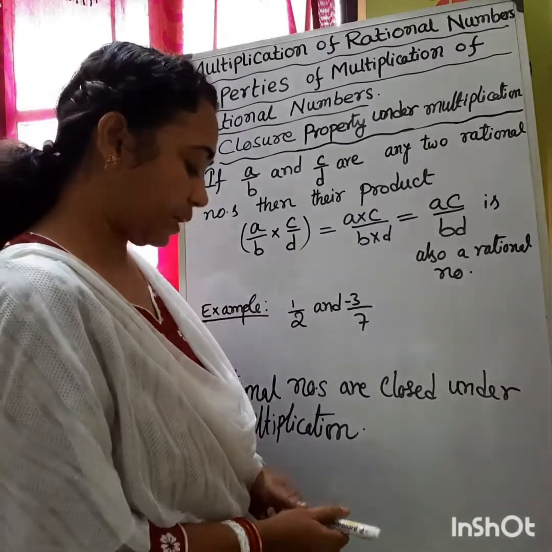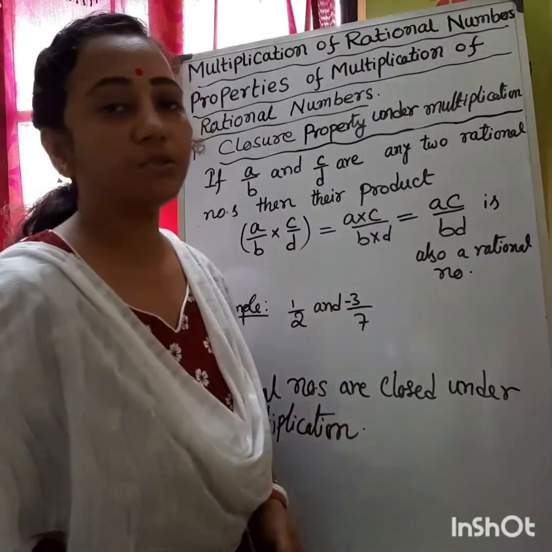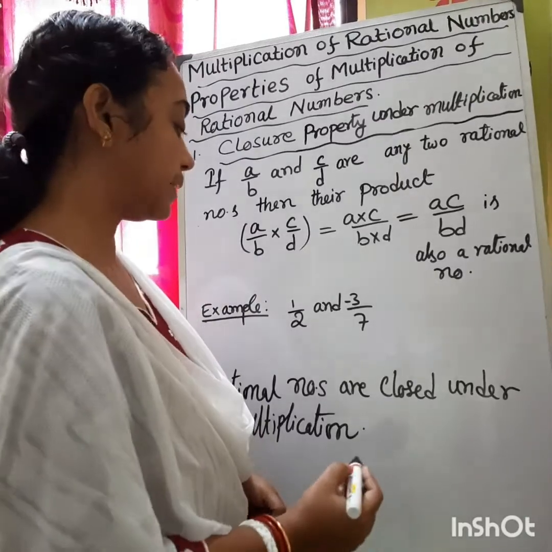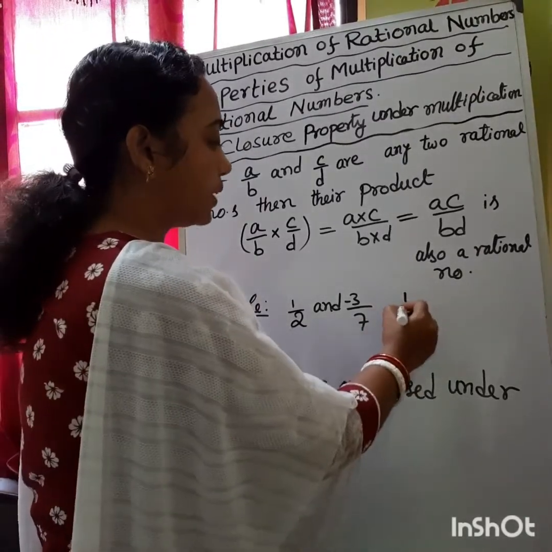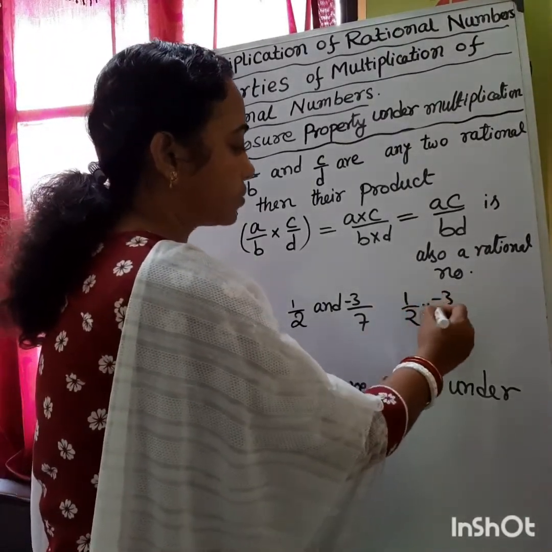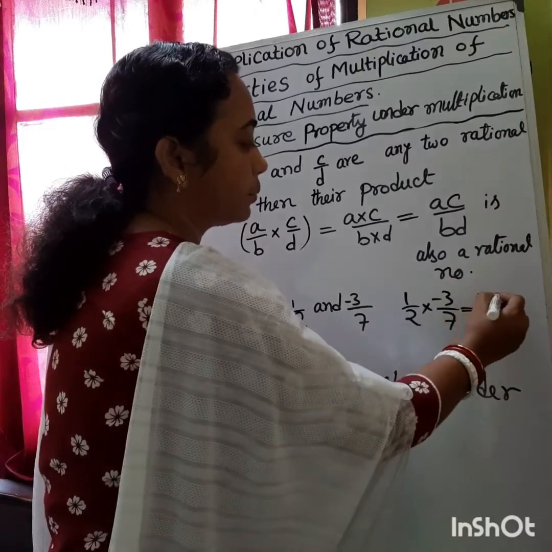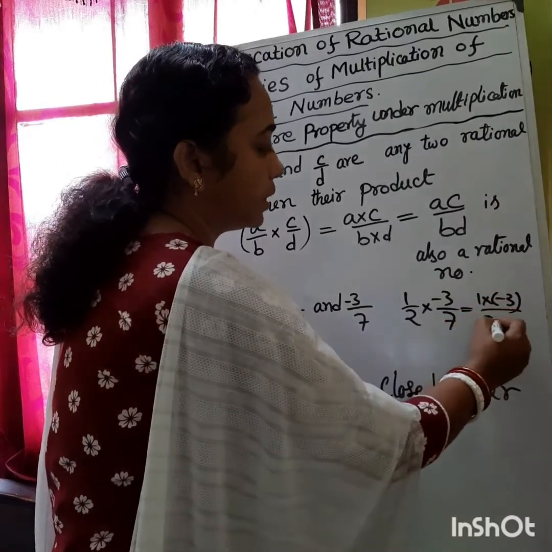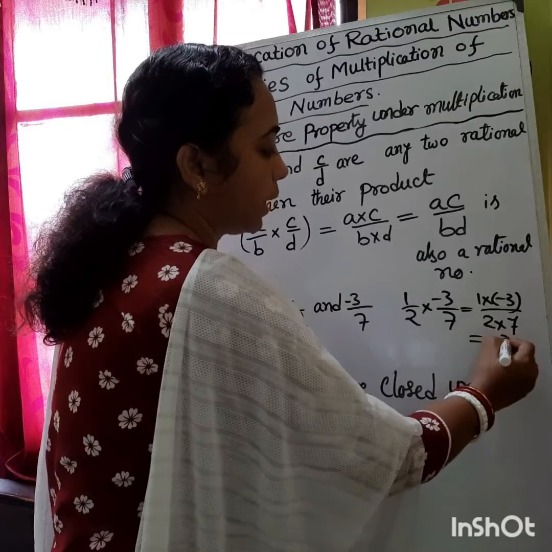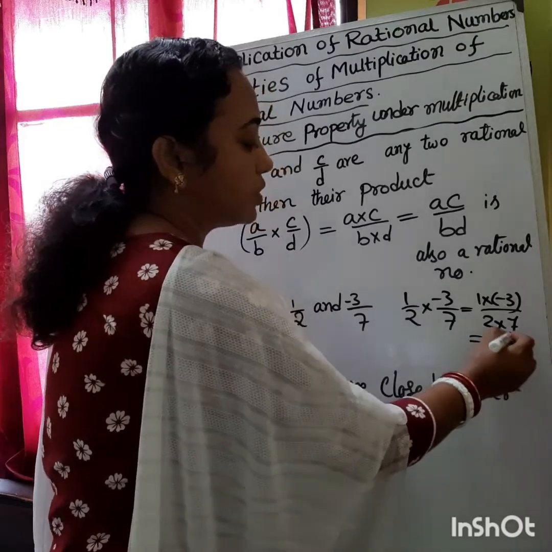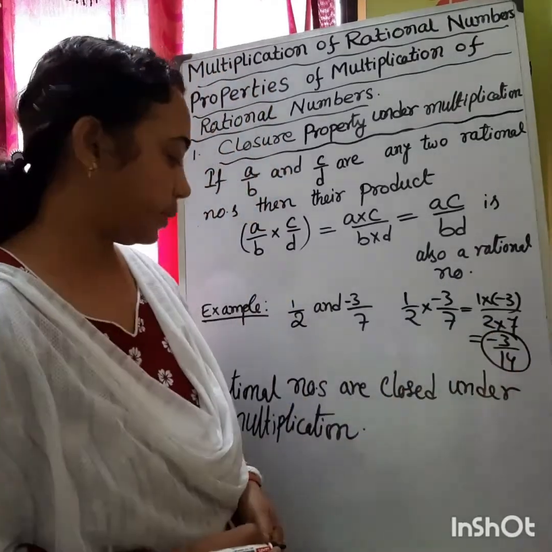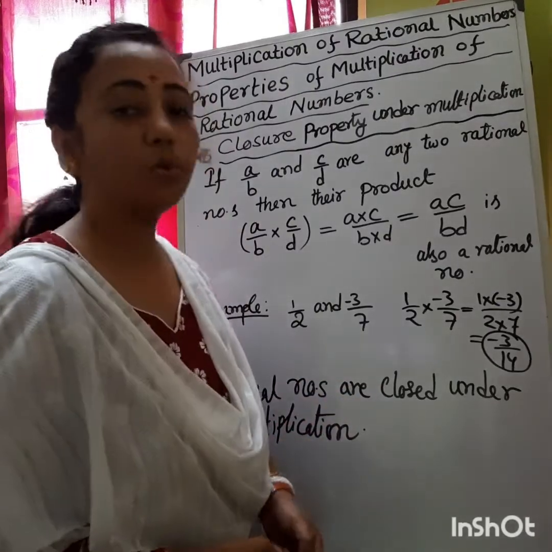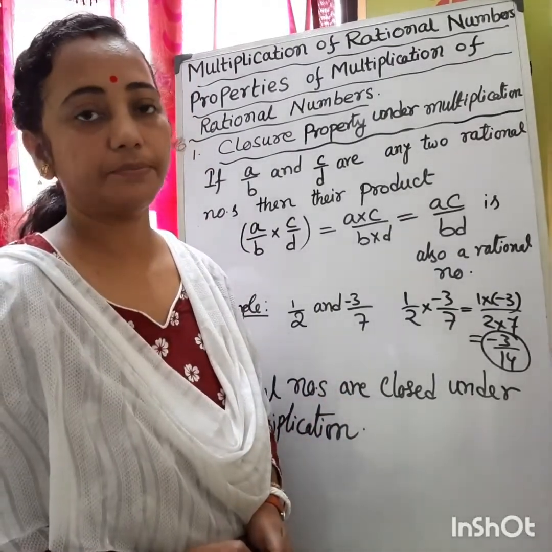For example, if we consider the two rational numbers 1 by 2 and minus 3 by 7, then their product, that is 1 by 2 multiplied by minus 3 by 7, is equal to 1 multiplied by minus 3 divided by 2 multiplied by 7, which is equal to minus 3 by 14. So which is again a rational number. So rational numbers are closed under multiplication.